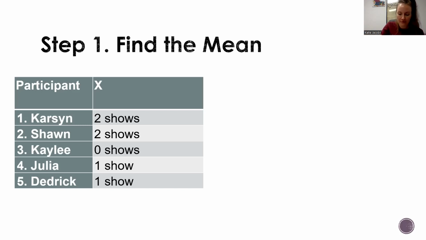So here we see we have 2 plus 2 plus 0 plus 1 plus 1. So 2 plus 2 is 4, plus 0 is still 4, plus 1 is 5, plus 1 is 6. So we have the summation of x, or 6, divided by our sample size. We see we have 5 participants here, so divided by 5.